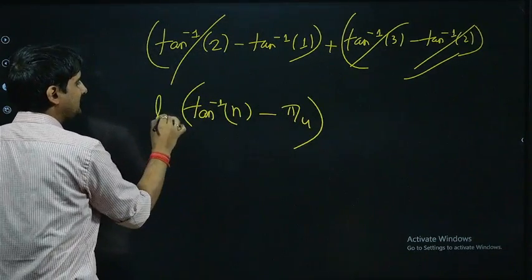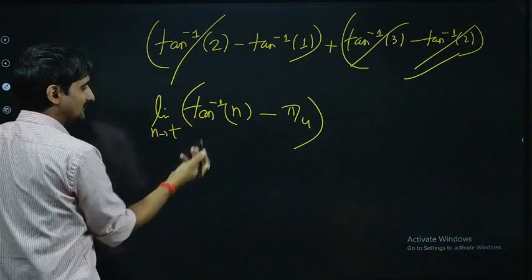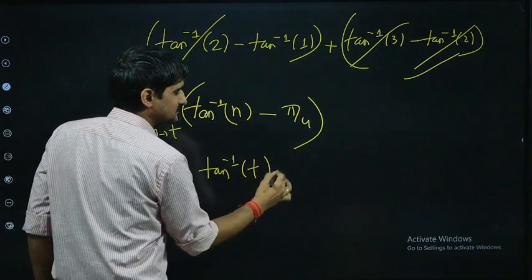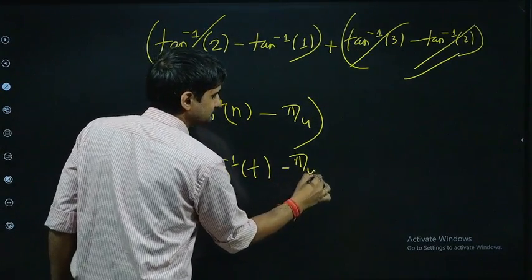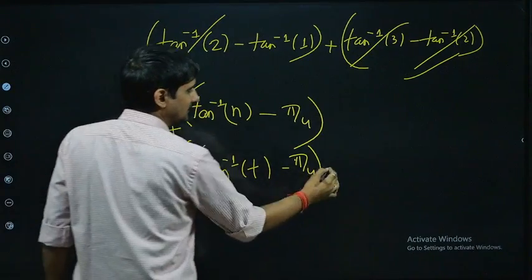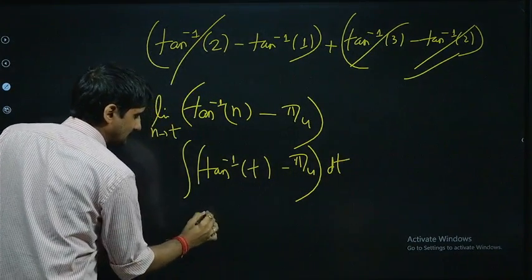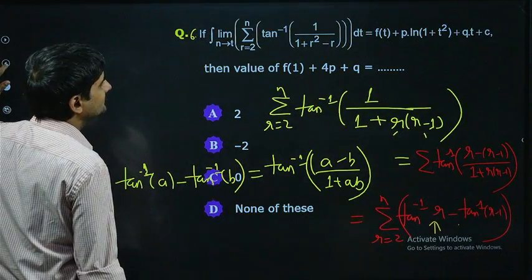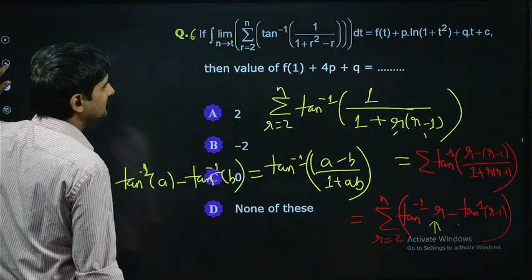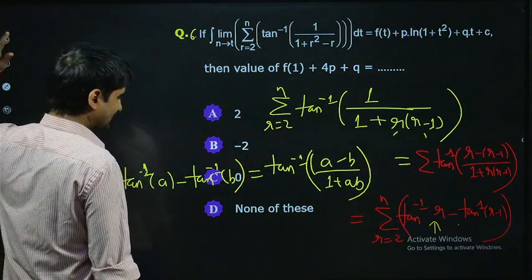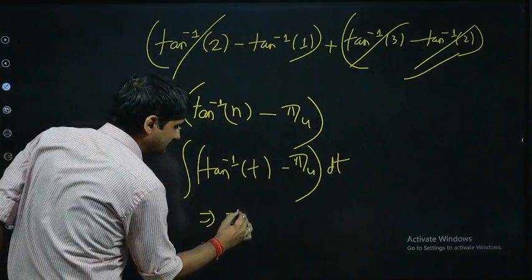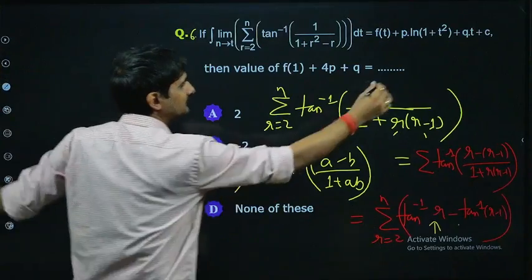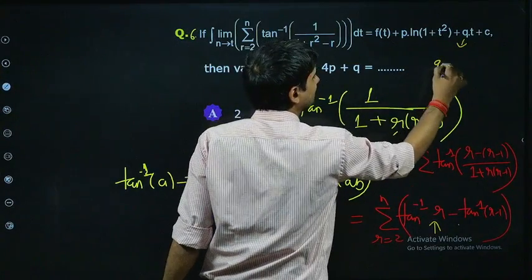Okay, now limit n goes to t. So I mean, no big deal. The limit has no role. It's just to convert it to a function, and then it's integral and dt. So what is it? So tan inverse t, integral is n to t. So tan inverse of t integral, I think we need to solve. Okay, so that's an integral also. So it's minus pi by 4 t. Chaliye, that's done. So do we have any such part? Yeah. So q is minus pi by 4, at least we got it.